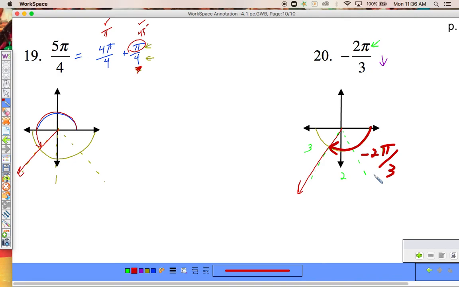All right, so all this stuff we have to be able to do. We have to be able to convert. We have to be able to draw. We have to be able to state which quadrants we're in. All right, a lot of little things. Hopefully nothing too crazy. If it is, talk to me somehow.